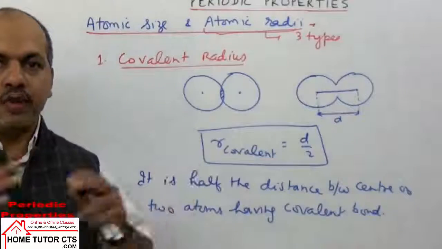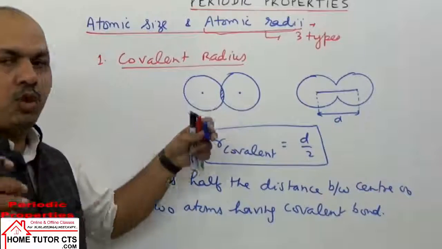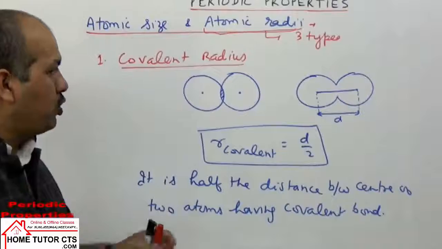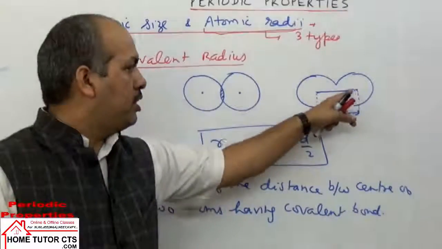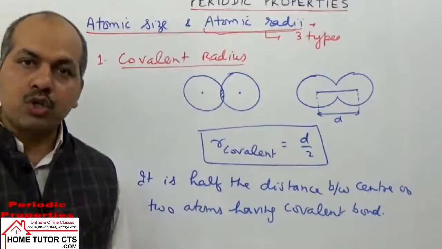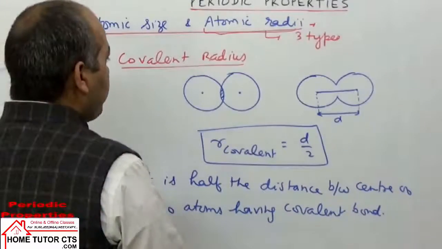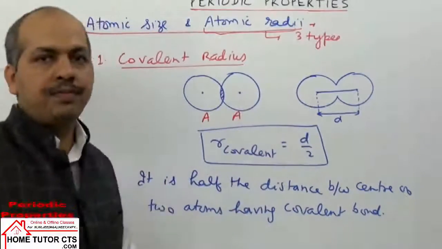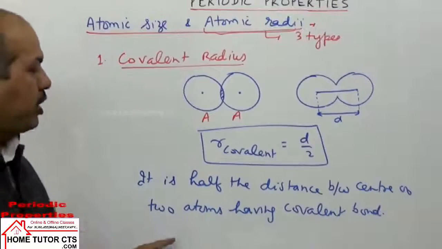So what happens in covalent bonding? Electron sharing means some overlapping of the electron cloud, so atoms are slightly closer and they don't remain exactly spherical. The distance between the centers of two atoms is d, and d by 2 is taken as the covalent radius of each atom. Remember, we should have the same atoms, both of the same element in a molecule.